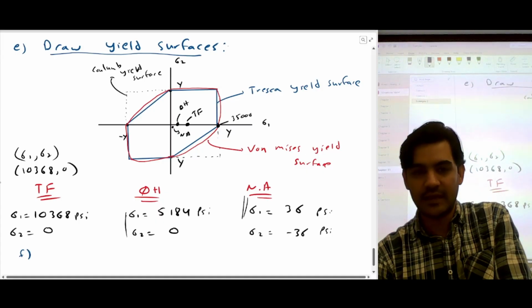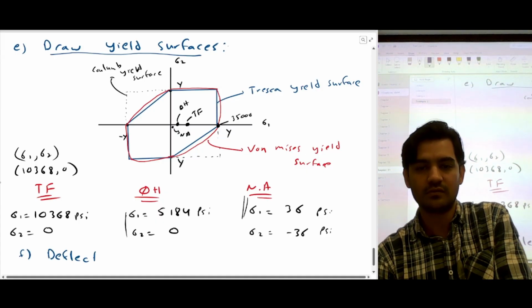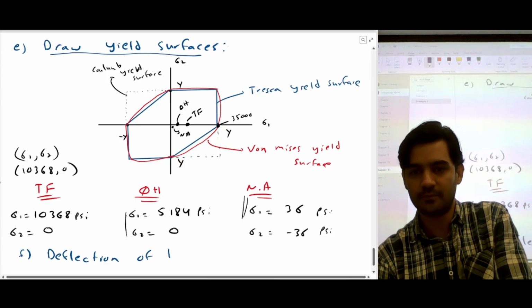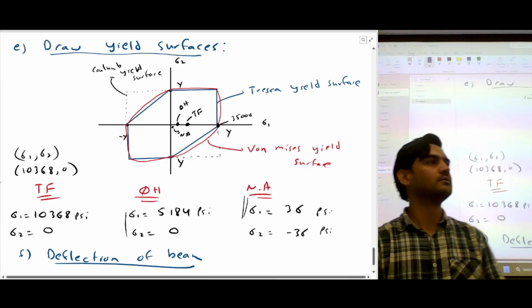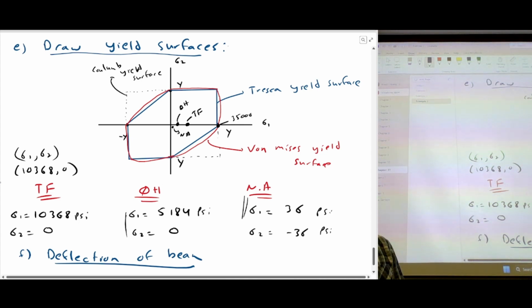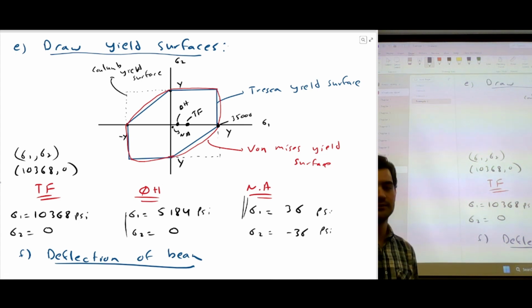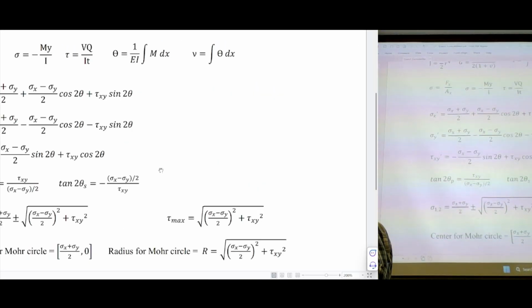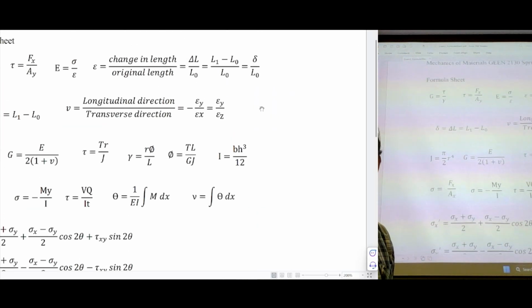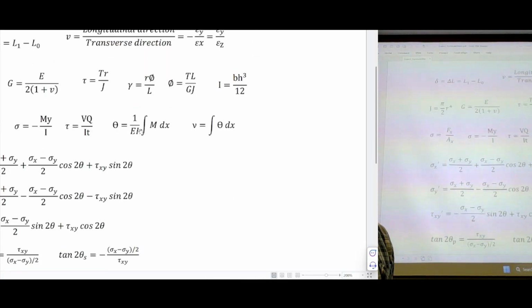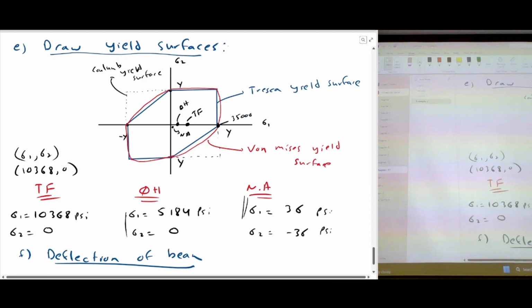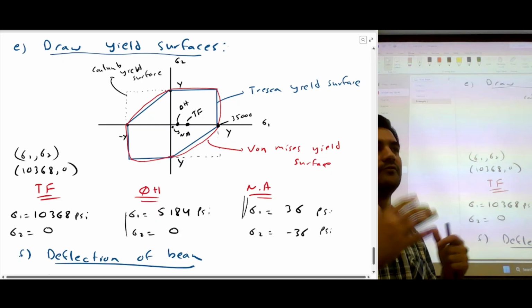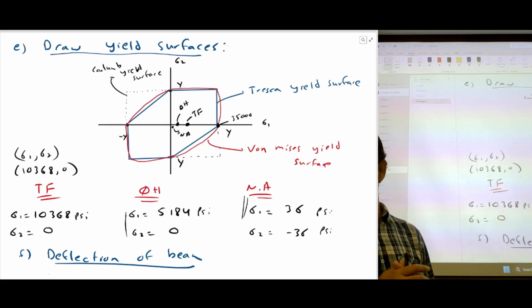And part F is asking us to calculate the deflection of the beam. It's a cantilever beam with a load. One way is to use these equations. This equation will give you the angle, and this equation will give you displacements. You can use these equations, or you can use the paper I gave you, which already had a formula for this. So you can use this formula directly.